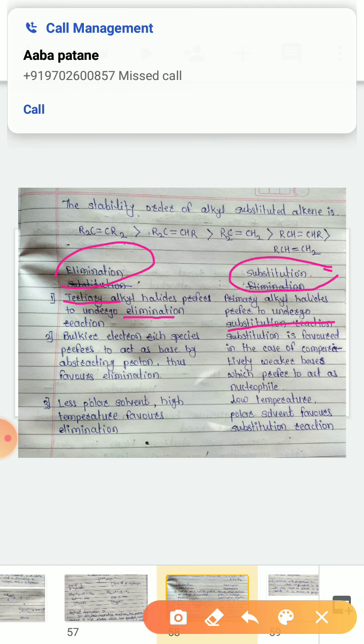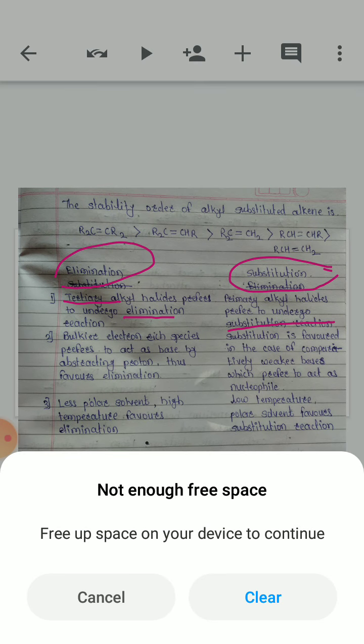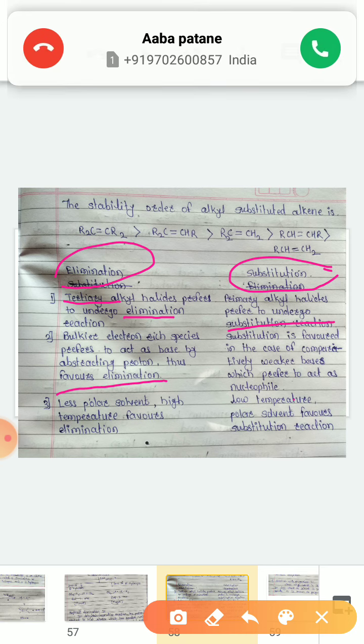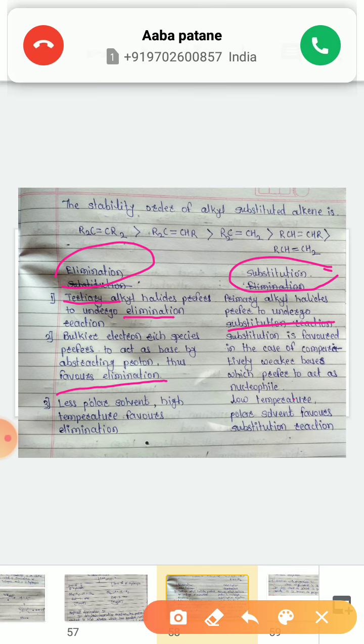Second one, bulkier electron rich species prefer to act as a base, abstracting a proton, thus favoring elimination. That is, the species will prefer to abstract an acidic proton and so undergo elimination, while the substitution reaction favors comparatively weaker bases which prefer to act as a nucleophile.